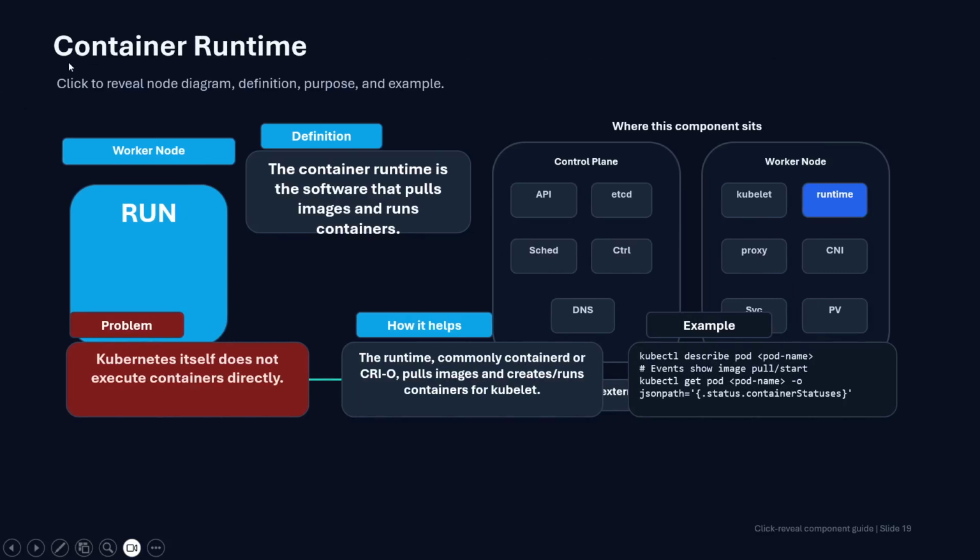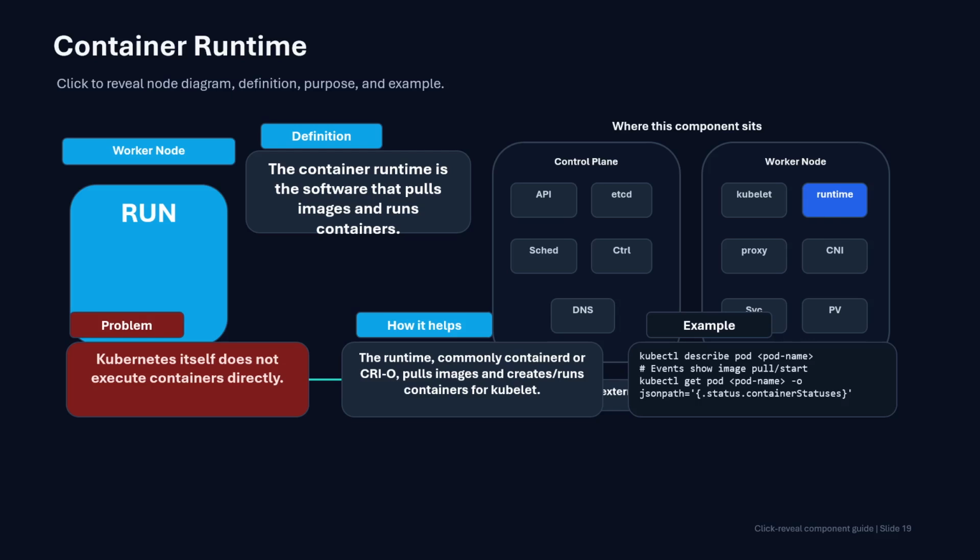One more important component is called container runtime. Also, container runtime is not a control plane, or you can say master, component. It is a worker node component. What is its task? The container runtime is the software that pulls images and runs containers. It is basically designed to pull the image from a centralized location. Image means your application image.